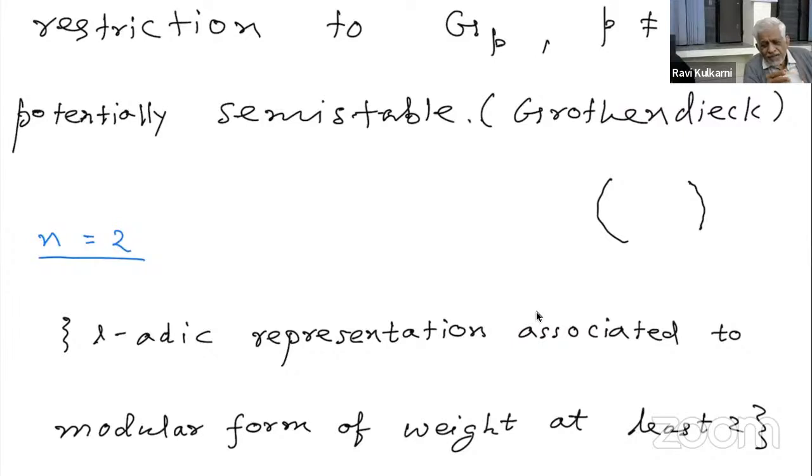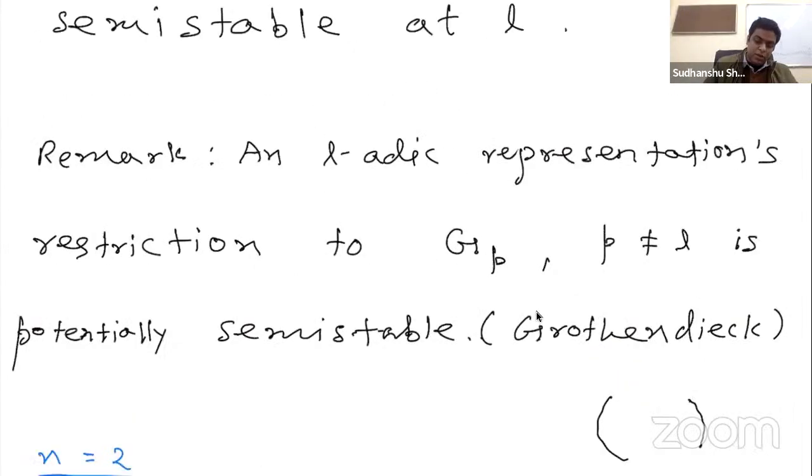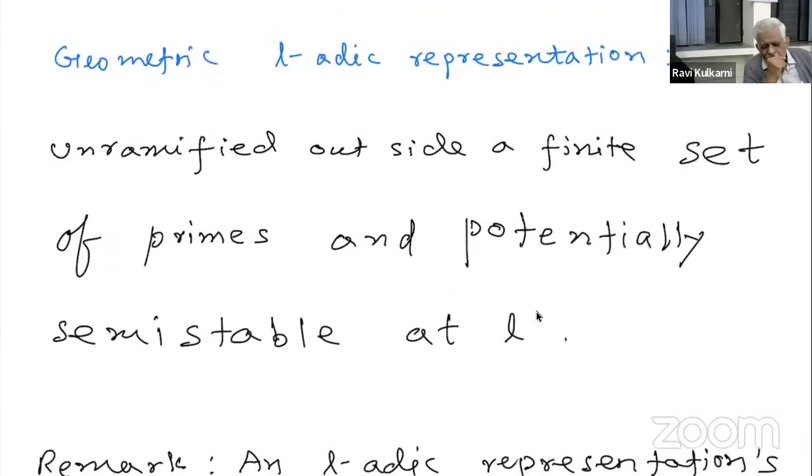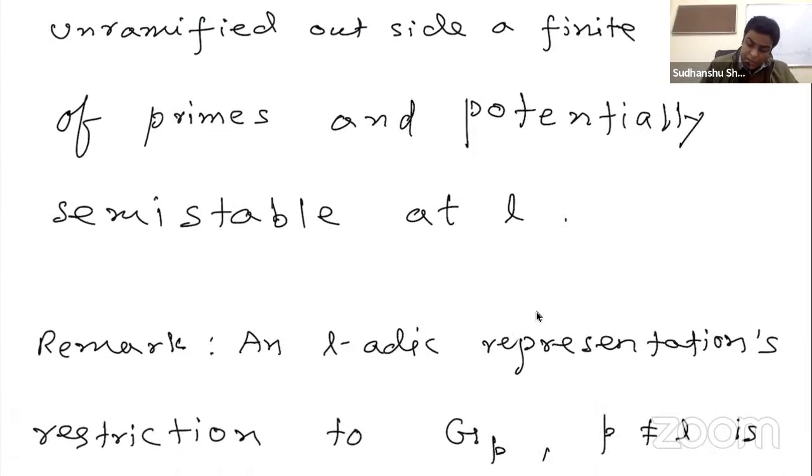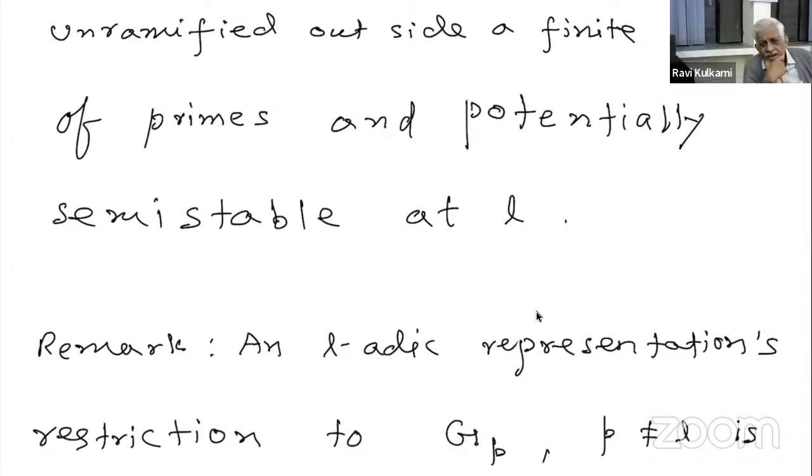So it's a representation on Z mod P to the N, something like that, right? Yes. So okay, let me just describe what is unramified. I'll describe what is an unramified representation.